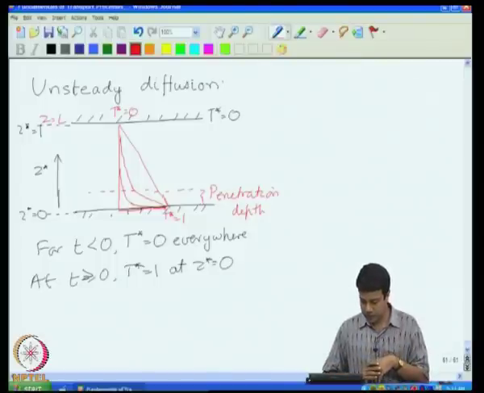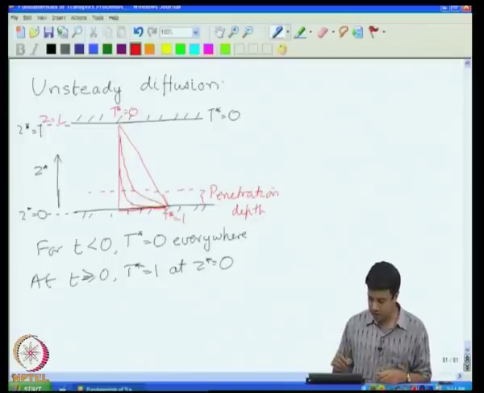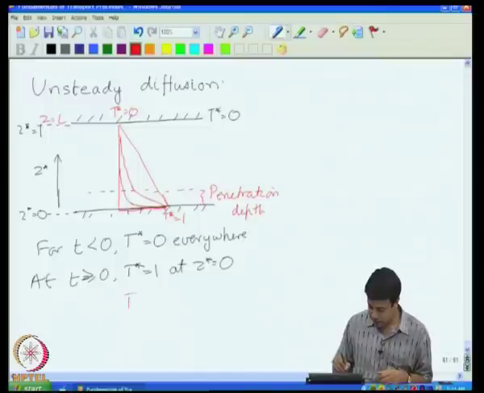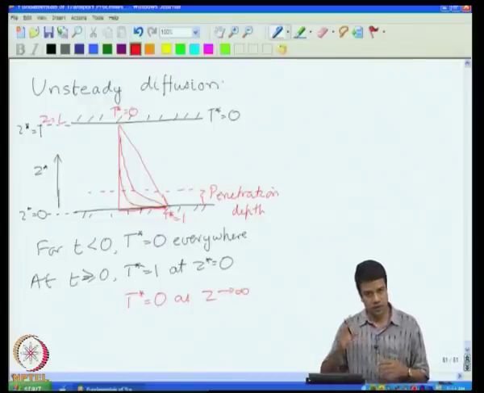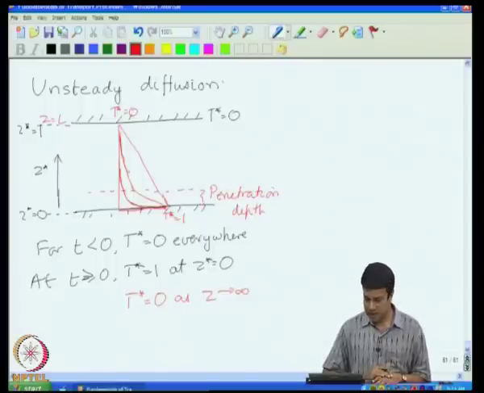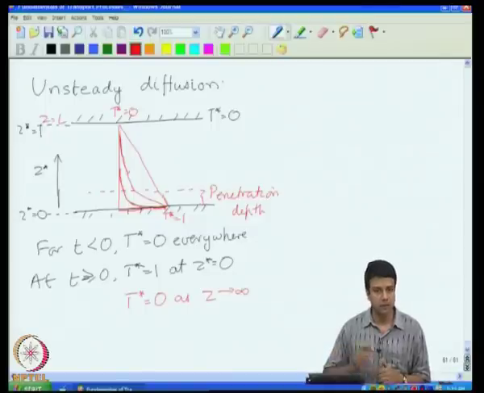So, my problem, rather than T star equal to 1 at z equal to 0 and T star equal to 0 at the top surface, is this: if the penetration depth is small compared to the total height, then I can say that T star is equal to 0 as z goes to infinity. When I go further and further up, the temperature approaches 0. So, in that sense, I am effectively solving a problem in an infinite domain. The problem reduces to a problem in an infinite domain, because the penetration depth to which the temperature disturbance due to the bottom surface has been felt is very small compared to the total height.